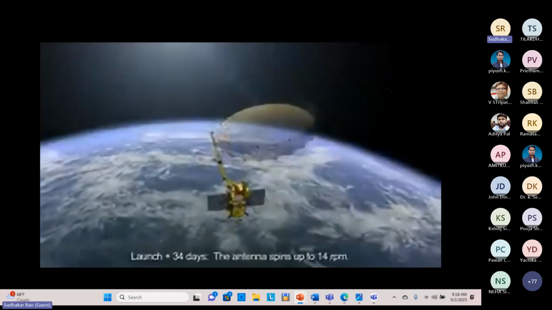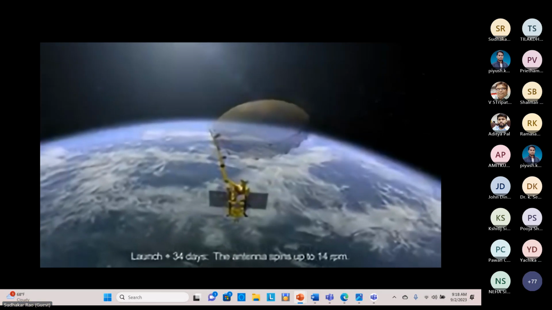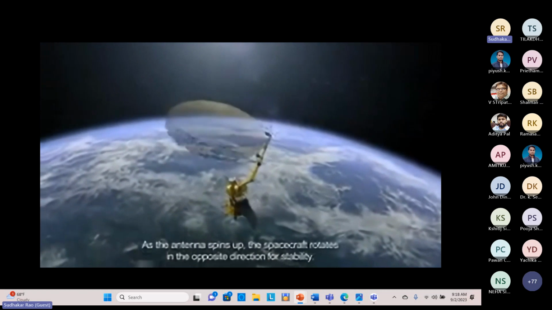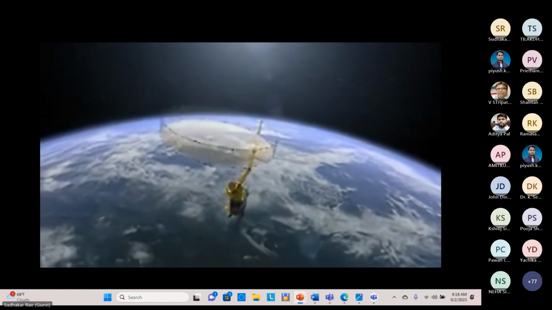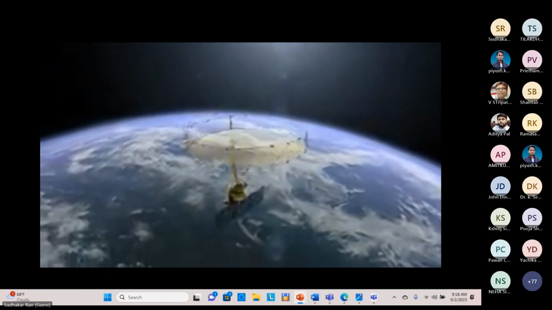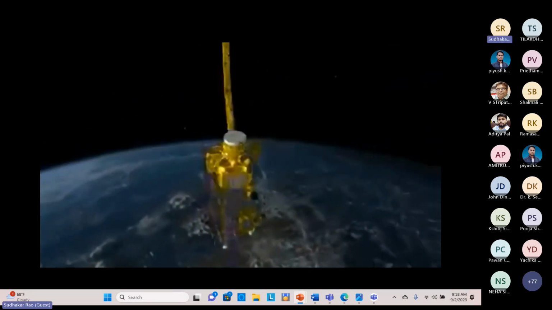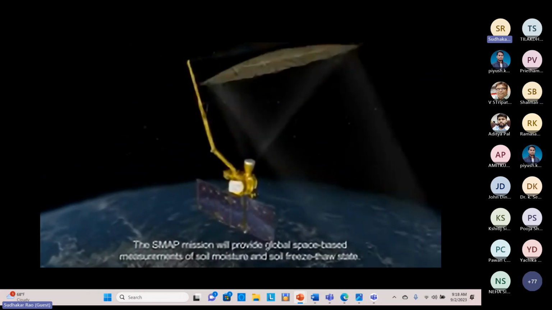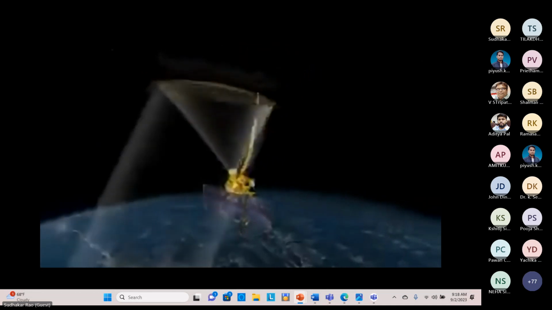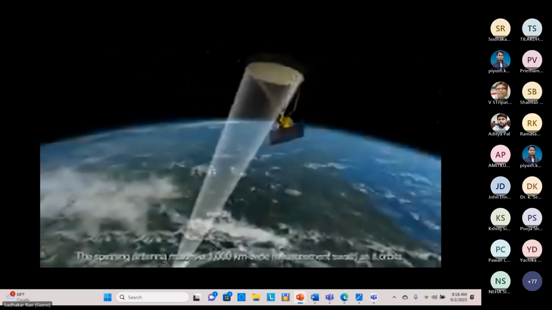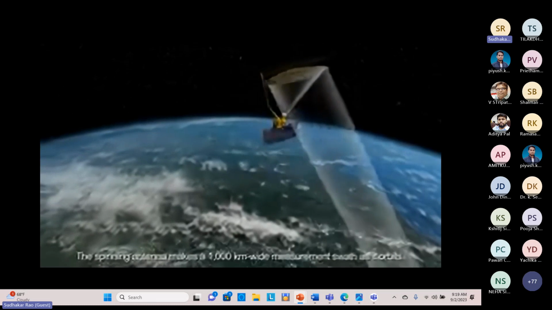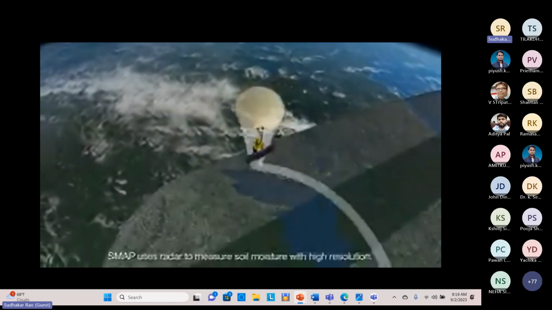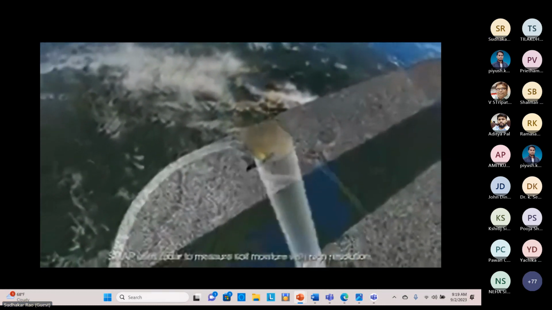Based on the returns, you can see what the moisture content is from the soil or icebergs and how the icebergs are depleting. The conical angle is about 35 degrees, and I think it spins at 15 RPM. So it basically shows the mechanical complexity of the system, not just the RF electrical design. So both are important.